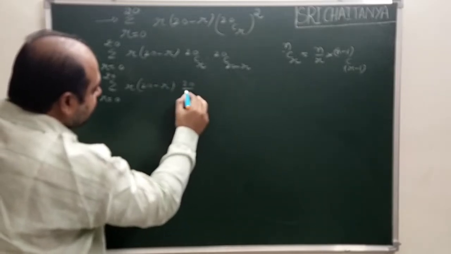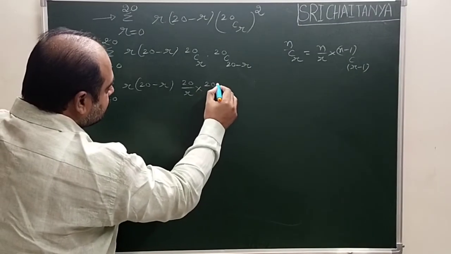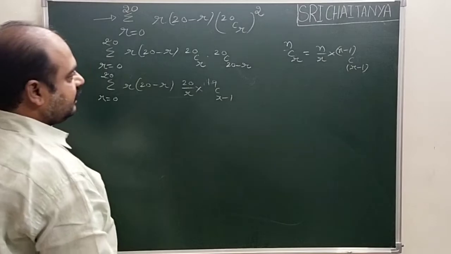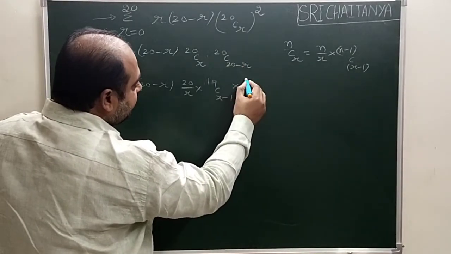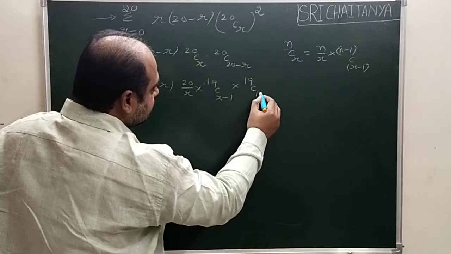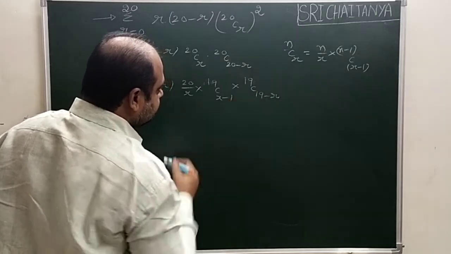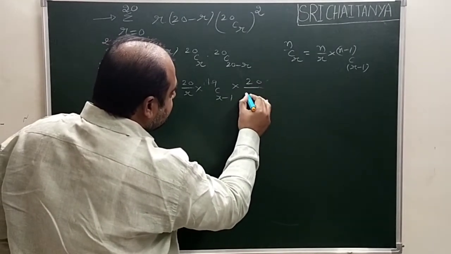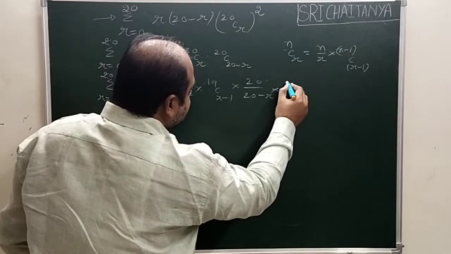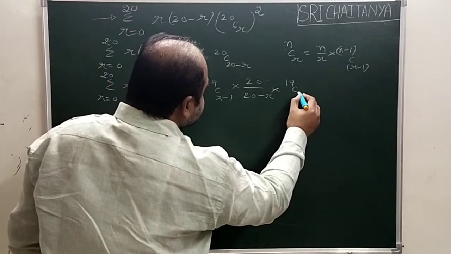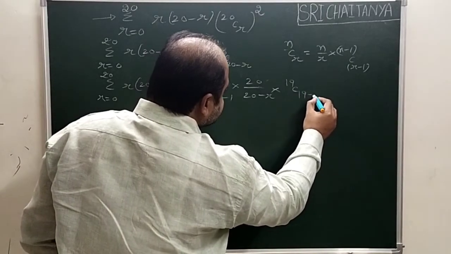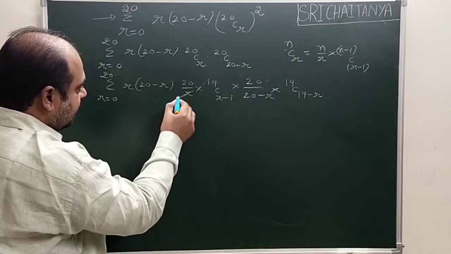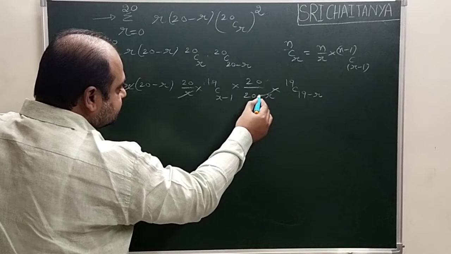This can be written 20 by R into 19C(R minus 1) into, this can be written 19C(19 minus R). This is 20 divided by (20 minus R) into 19C(20 minus R minus 1), which means 19C(19 minus R). So therefore this R and this R get cancelled.